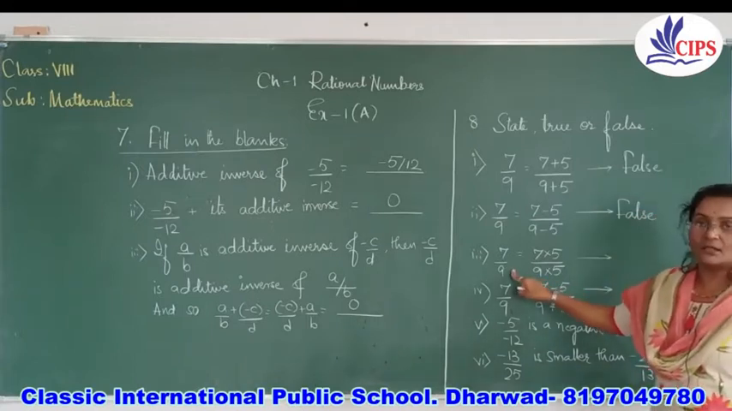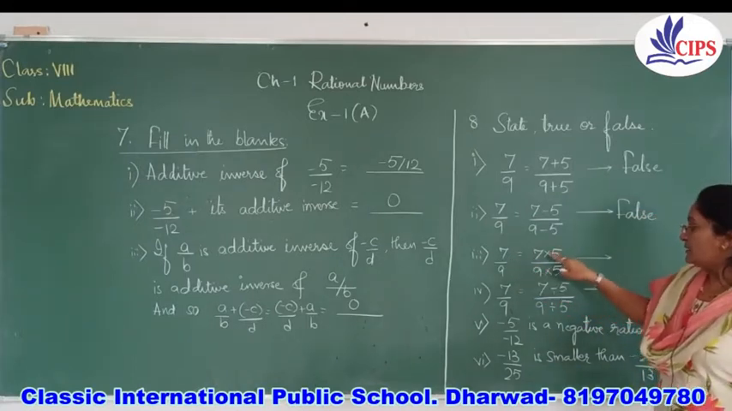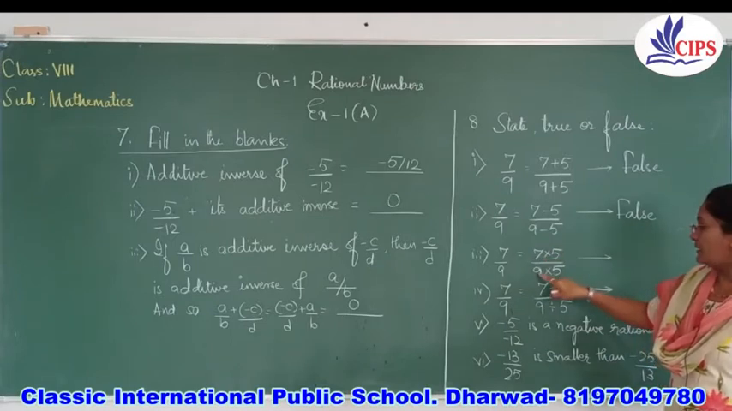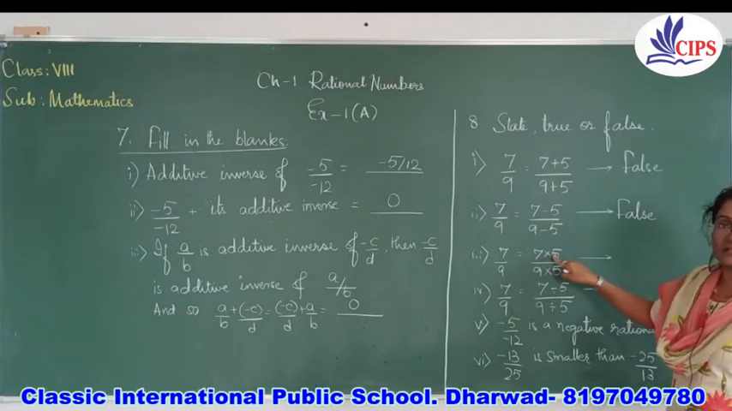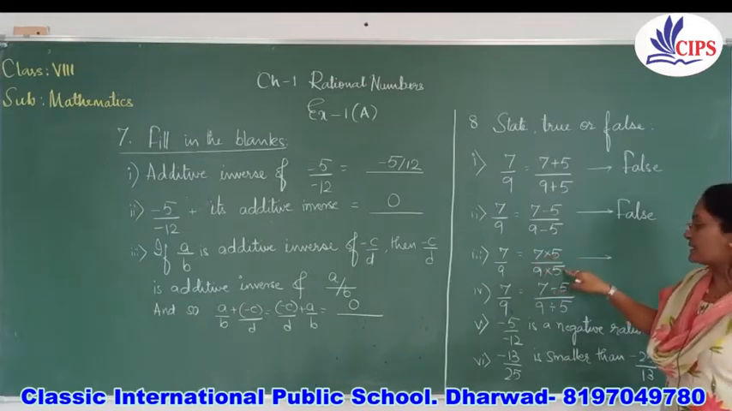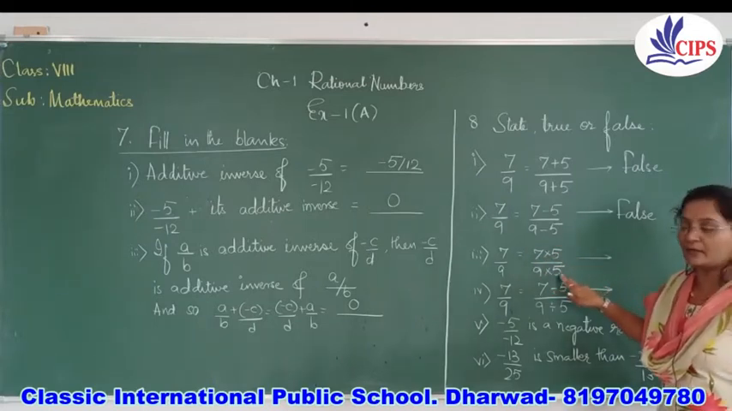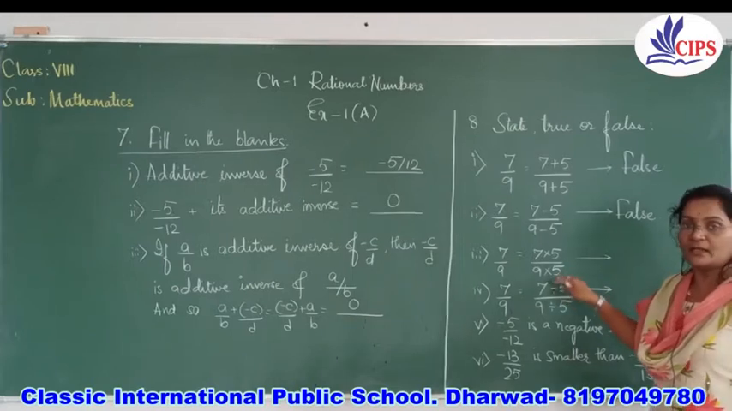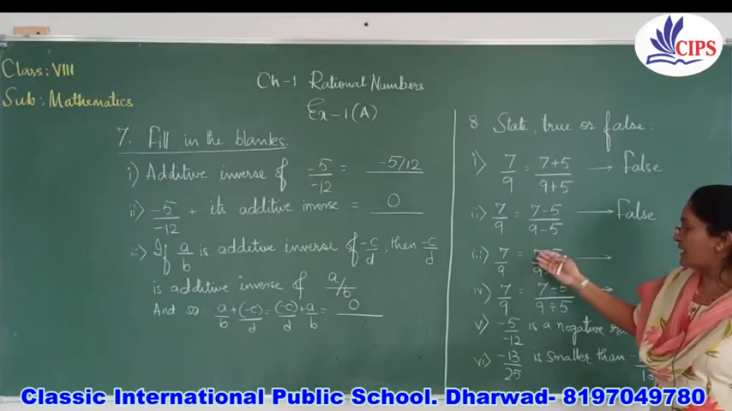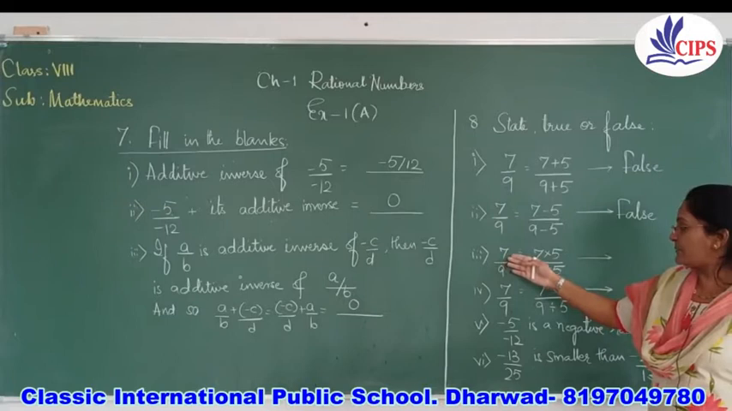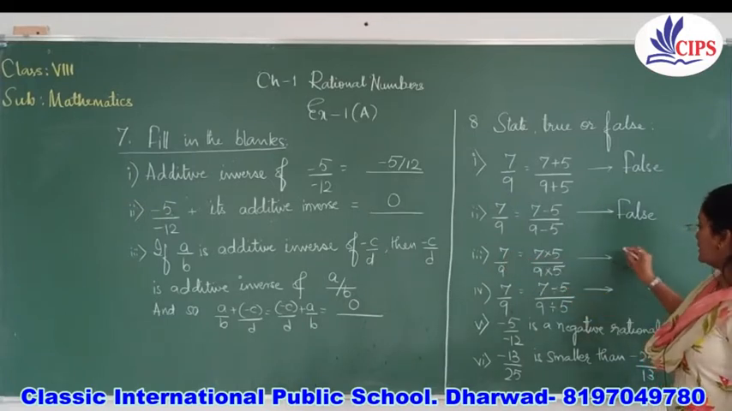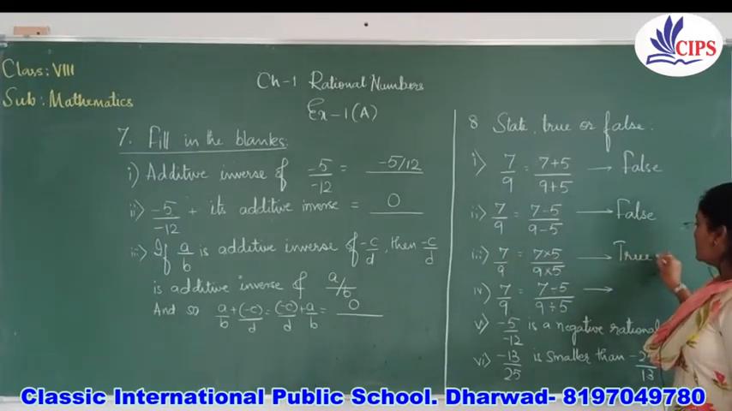Now here, for 7 by 9, they have multiplied 5 to it, and 9 into 5, they have multiplied 5 here. So 7 fives are 35 and 9 fives are 45. 35 and 45, when you simplify with 5, what you get? 7 and 9. So here the answer doesn't change, the answer remains the same, that is 7 by 9. So here the statement is true.